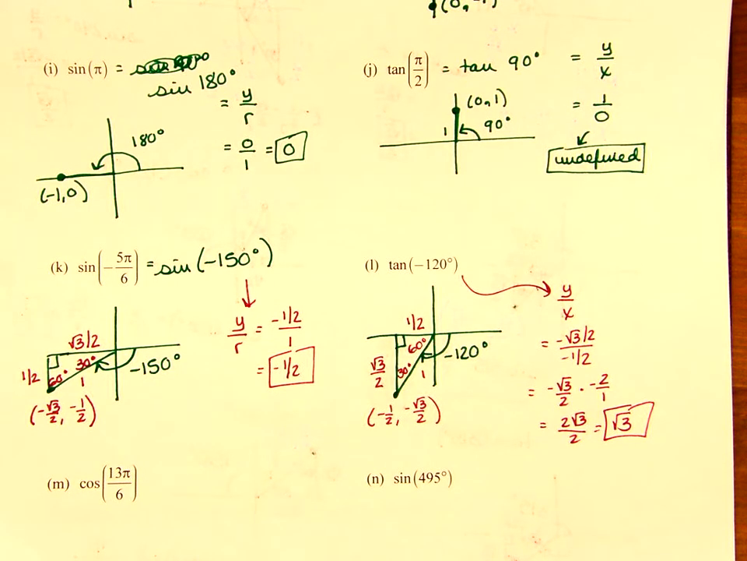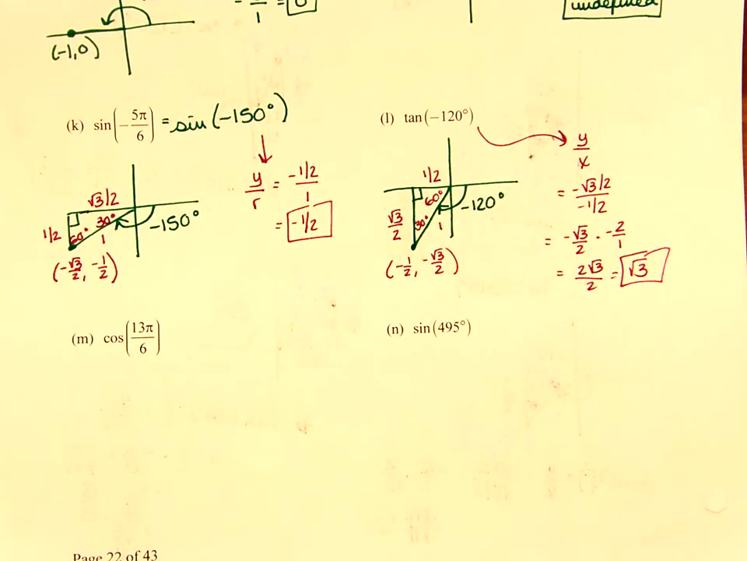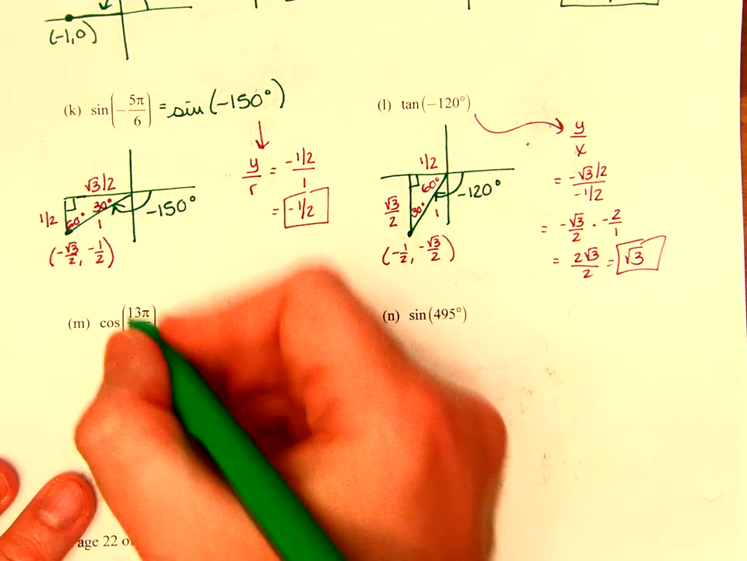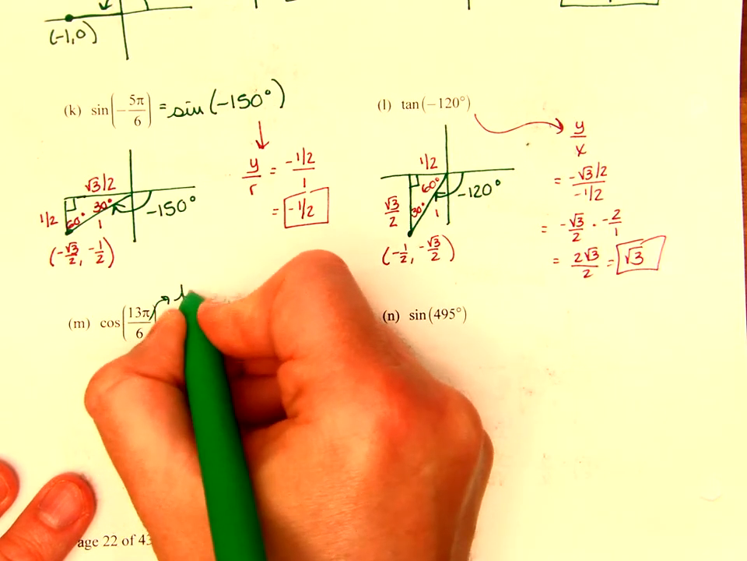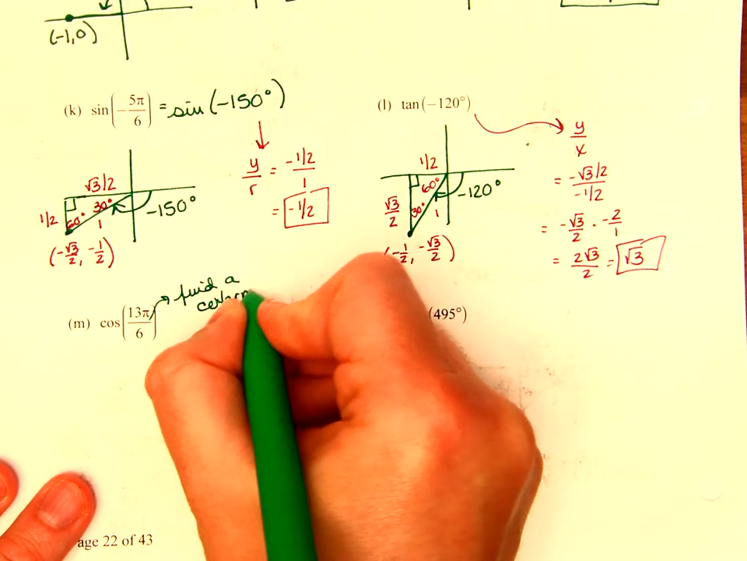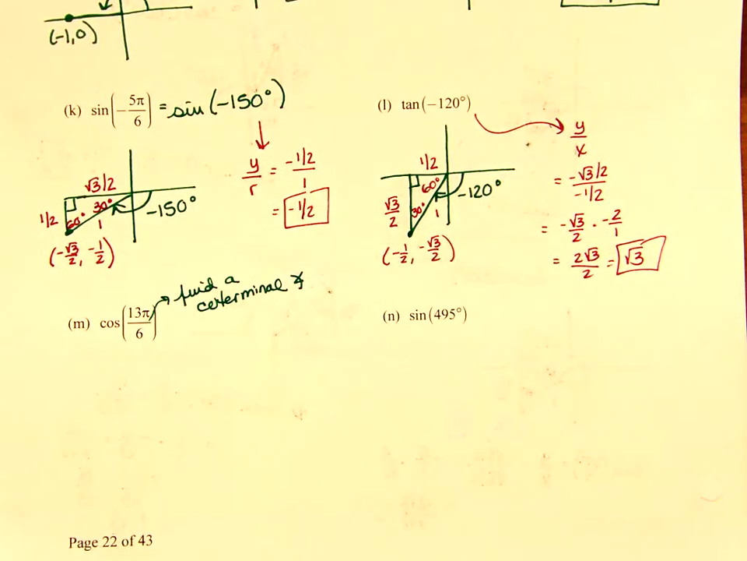Finally, angles that are bigger than 2 pi or less than negative 2 pi, or bigger than 360 degrees or less than negative 360 degrees. What we need to do is go find a coterminal angle. See what I mean by this really pulls absolutely everything we've done together? Find a coterminal angle. That means either adding or subtracting some multiple of 2 pi.